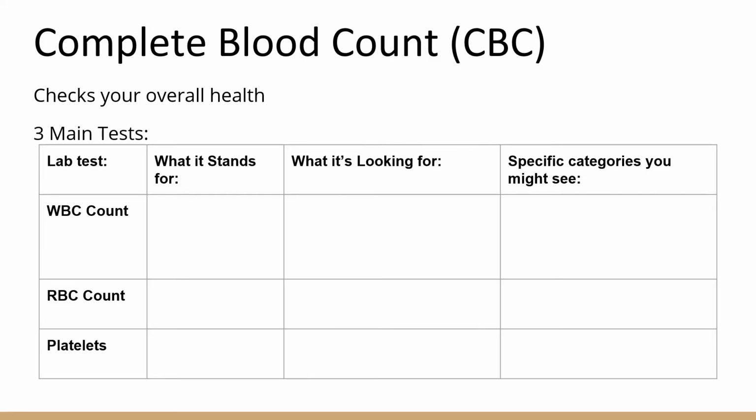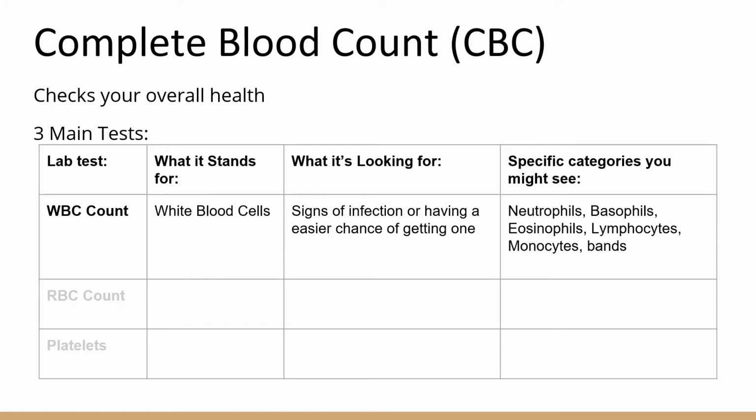A complete blood count, or CBC, is a very common lab test to check your overall health. There are three main tests that are done: a WBC, a RBC, and platelets. Starting with a WBC count. WBC stands for white blood cells. This test looks for any signs of infection or if you may be at a higher risk of getting an infection. All of these are specific white blood cells: neutrophils, basophils, eosinophils, lymphocytes, monocytes, and bands. Your doctor may measure these to narrow down the type of infection.